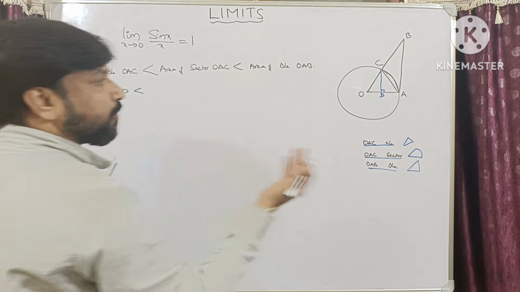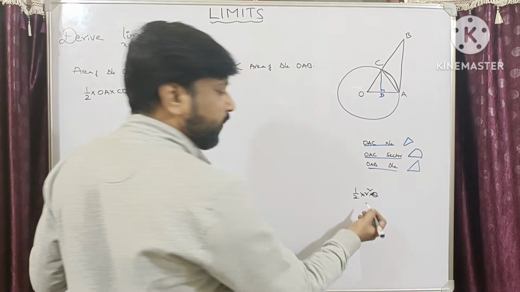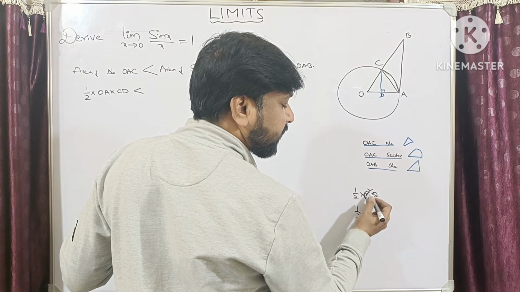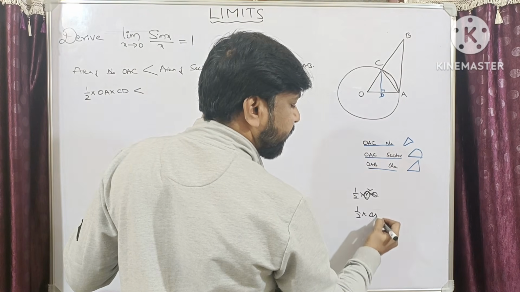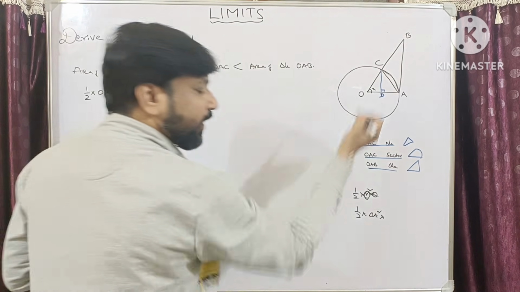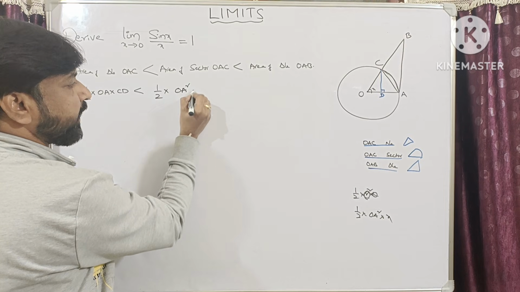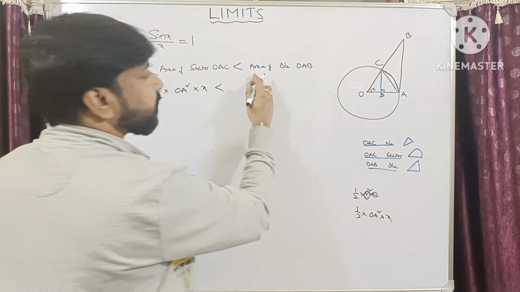Coming next to the sector area. What is the formula for the sector area? Half into r square into theta. Here r is the radius, so OA square, into the angle. Let me call the angle X, because you are going to prove sin x by x. So the area of the sector is half into OA square, radius square, into angle X, which is less than the area of triangle OAB.